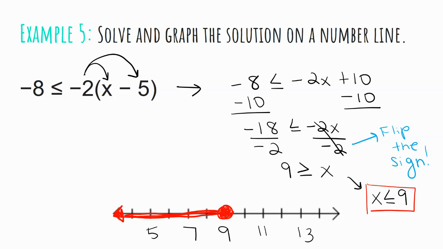All right. So that is how you do these. The big takeaways, just make sure that you remember when to flip your inequality sign when you multiply and divide by a negative number.